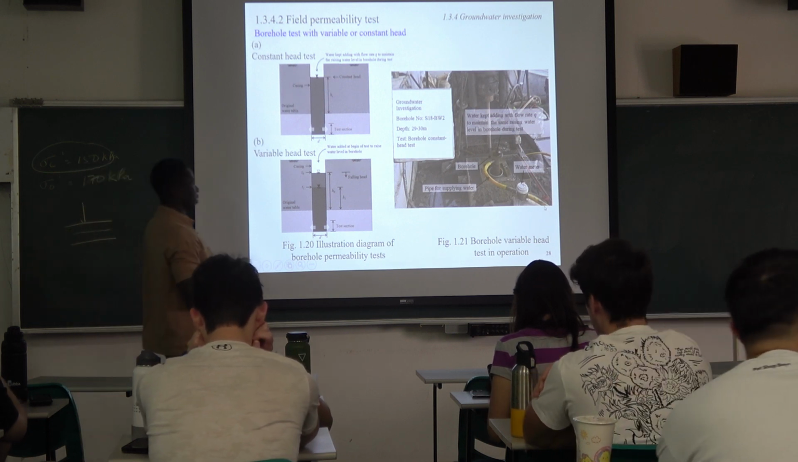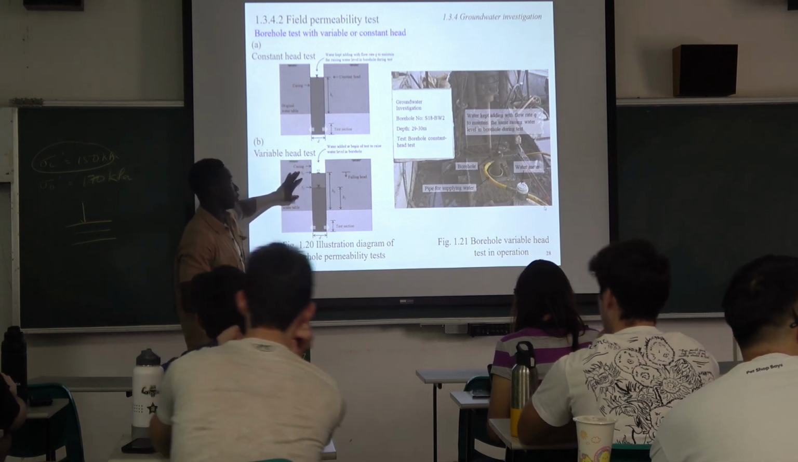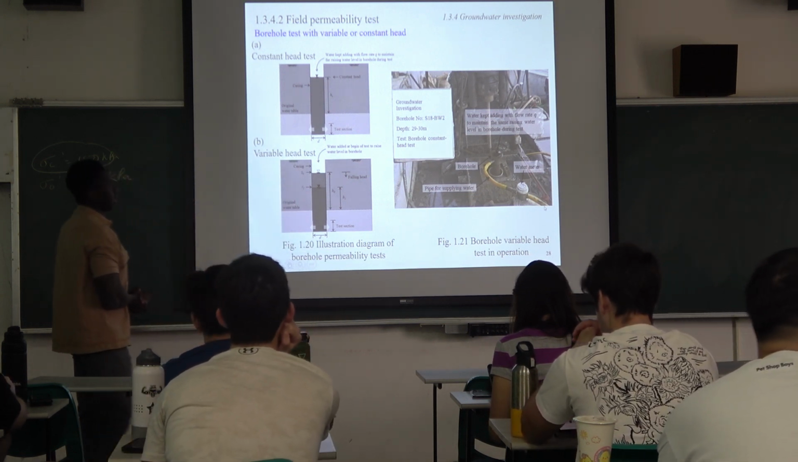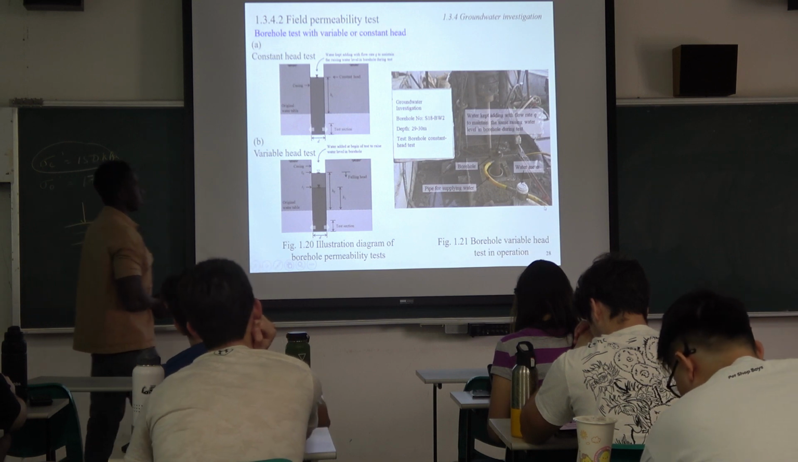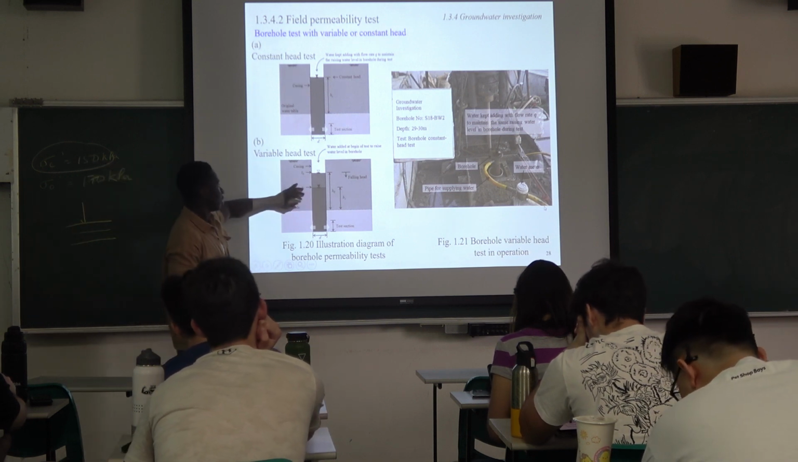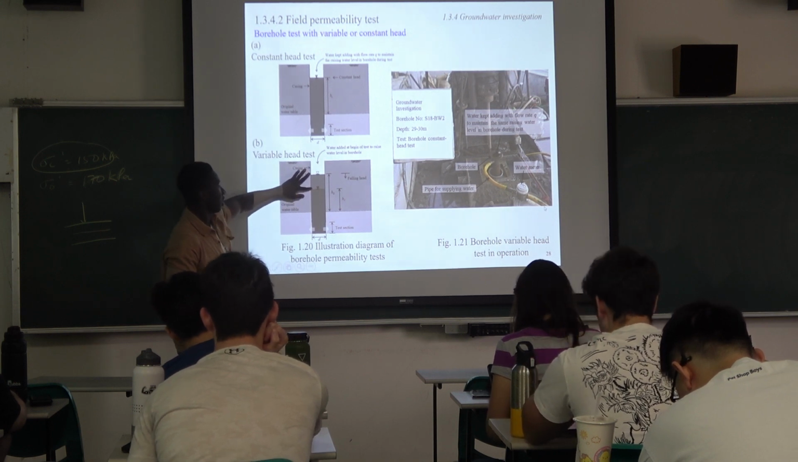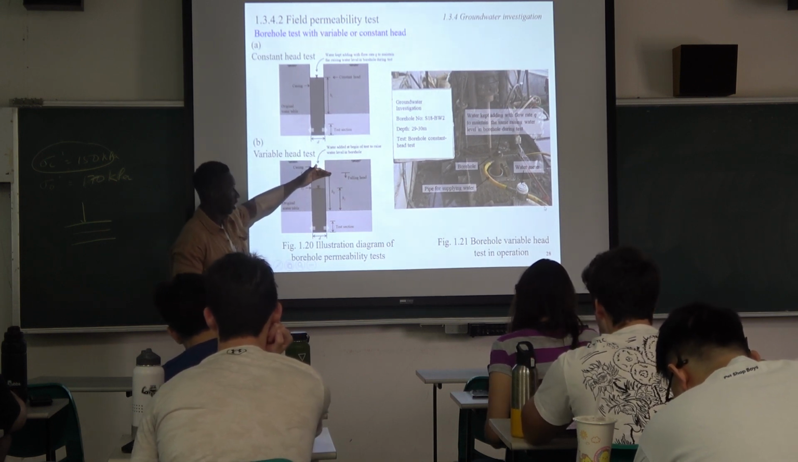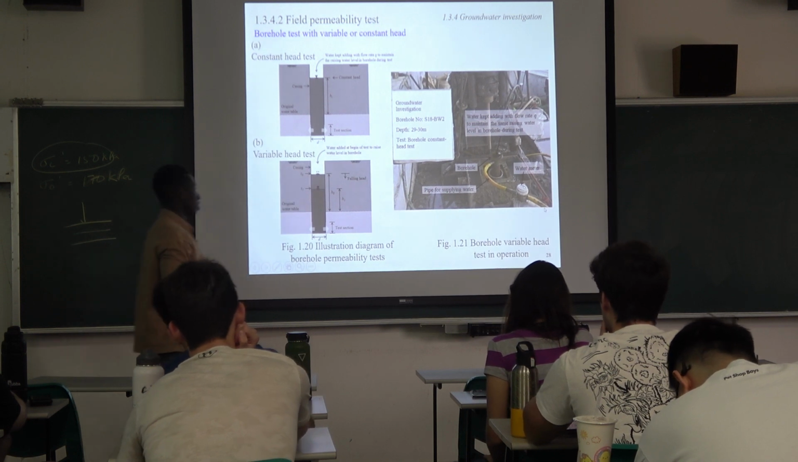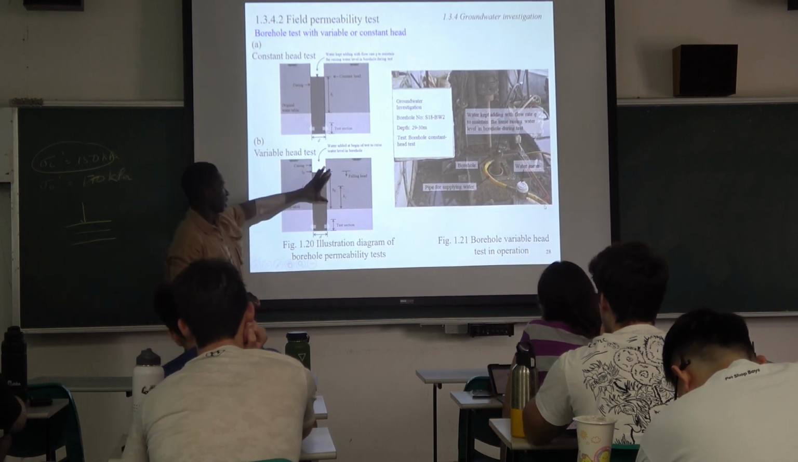Okay, and then this other one is called the variable head test. In this case, they don't try to keep the head constant. What they do is water is added at the beginning of the test to raise the water level in the borehole. So this is the initial water level, and then they add water up to this height. And then what happens? The water head will fall. It will keep reducing.